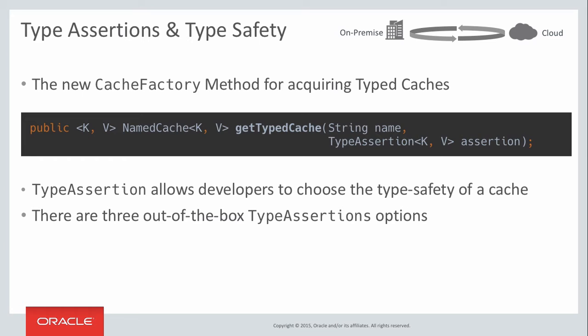So to help solve this challenge, Coherence 12.2.1 introduces a new CacheFactory method, allowing developers to specify how type safety is asserted, if at all, when using typed caches. The signature is pretty straightforward. It's very much like the existing CacheFactory methods. Instead of saying getCache, we say getTypedCache. And in addition to providing the name, we provide the type assertion that we want to have applied at runtime. So this new TypeAssertion interface is what we're now going to look at.